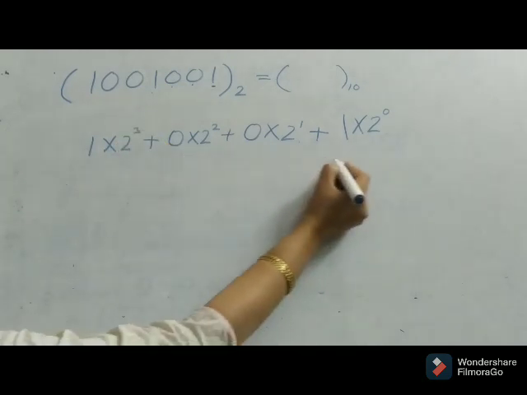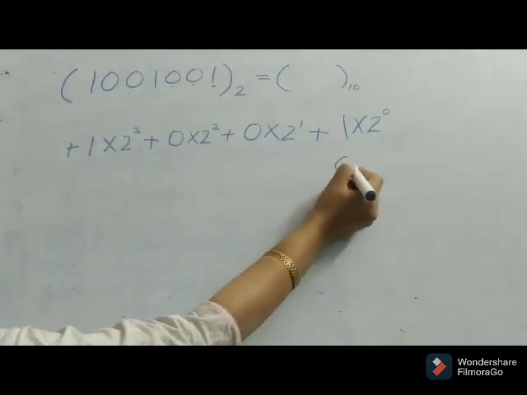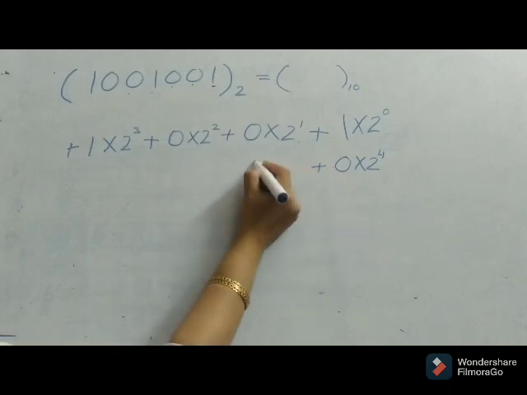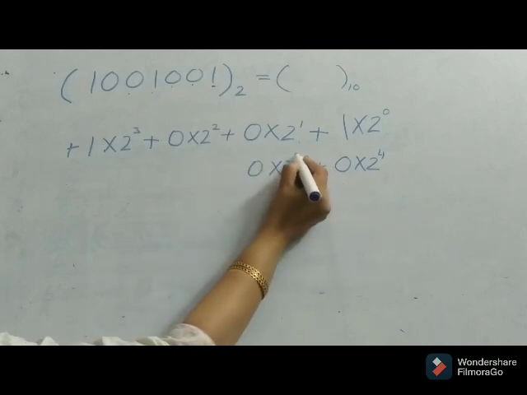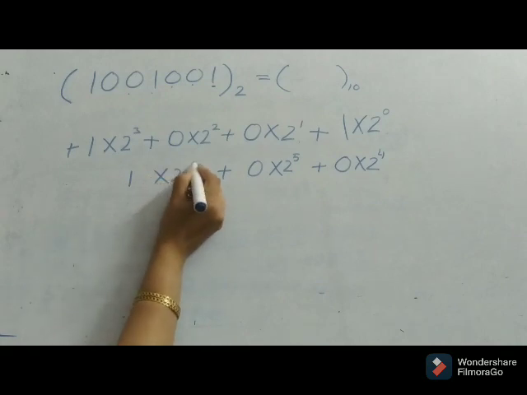Then again I am writing it in the next line. That will be this 0 now. So 0 multiplied by 2 to the power 4. Then 0 multiplied by 2 to the power 5. Then 1 multiplied by 2 to the power 6.